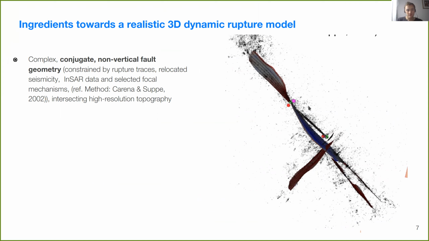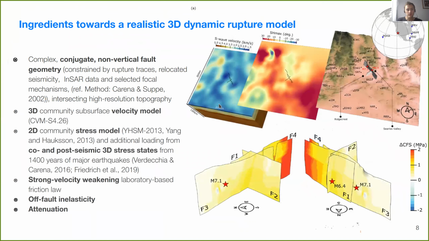So we build a complex conjugate non-vertical fault geometry constrained by all these observables. And you can see that it has kind of a helical shape to the north, and intersects the high resolution topography that we incorporate in our model. We also incorporate a 3D community subsurface velocity model, that's CVM-S 4.26, a 3D community stress model, that's Yang and Hauksson, and we also incorporate the stress change from more than 1,000 years of major earthquakes.